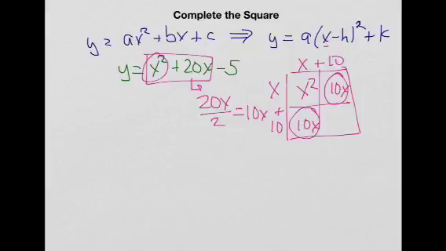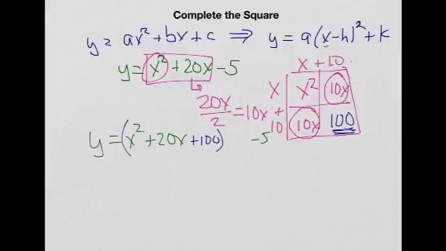Now, what do I need to complete the square? This is 10 and 10. I need 100 right here. So this is what I have to add to complete the square. So I take my equation, which is y equals x squared plus 20x, and I have my minus 5 over here. I add my 100 to make that my perfect square. But since I added 100, I also have to subtract 100 because I'm really adding 0. I can't change it. But this 100 is outside, so that's okay.